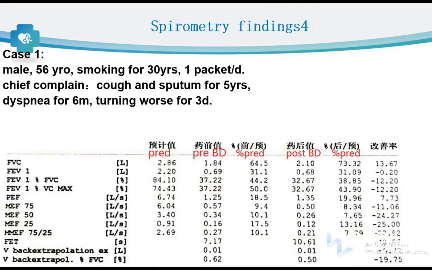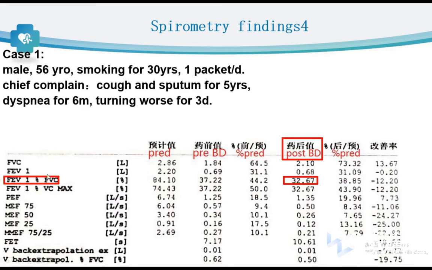Firstly, we need to confirm whether the patient suffers from COPD. We can look at the FEV1 or FVC here. It's the diagnostic criteria for COPD. And after using of the bronchodilators, we can find the data is 32.67%, less than 70%. So we can diagnose the COPD.